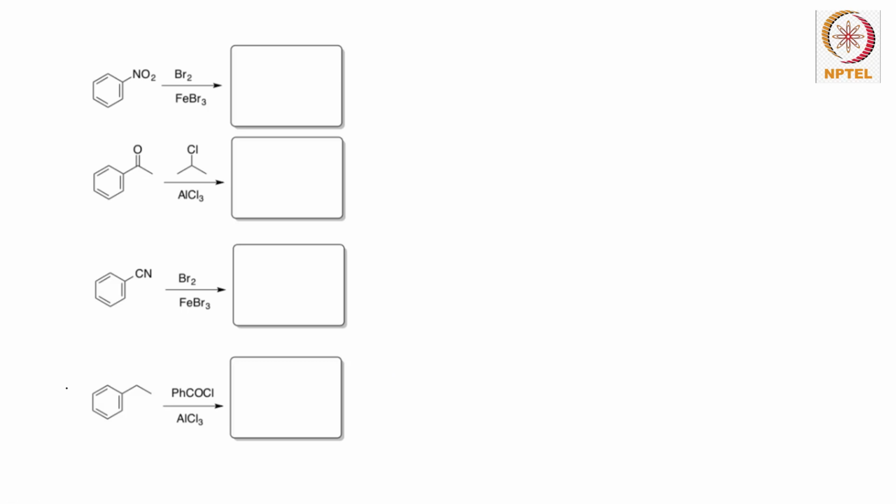Let's solve. So first one is our bromination. So first, this is a Lewis base, and this is a Lewis acid. Iron has a D6 configuration, so it has a vacant d orbital. Here the iron is in the +3 state, so that is D5. So it has some vacant d orbitals.